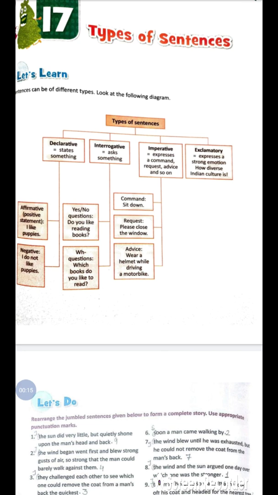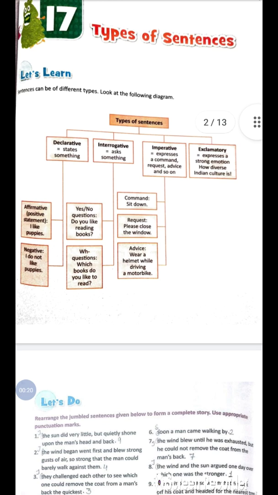Good morning everyone. Students, now we will continue with chapter 17 of your grammar book, that is the types of sentences. Okay, so sentences can be of different types and you can easily understand by this following diagram. There are 4 types of sentences: declarative, interrogative, imperative, exclamatory. Declarative states something. Interrogative asks something. Imperative expresses a command, request, advice, and so on. Exclamatory expresses a strong emotion. How diverse Indian culture is.